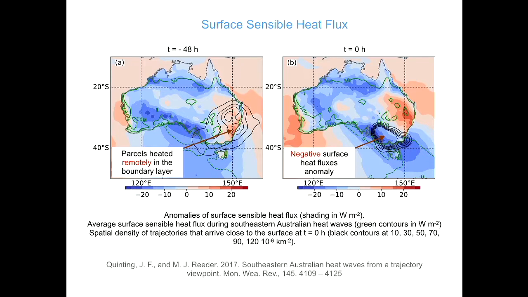So how does the negative surface sensible heat cool? I didn't say it does. Okay. The positive surface sensible heating is here, over New South Wales. This is an anomaly. The negative is here over Southern Australia. The surface sensible heat flux is decreased by about 10 watts per metre squared, or something like that. It's a small decrease. Well, compared to other processes, it is.